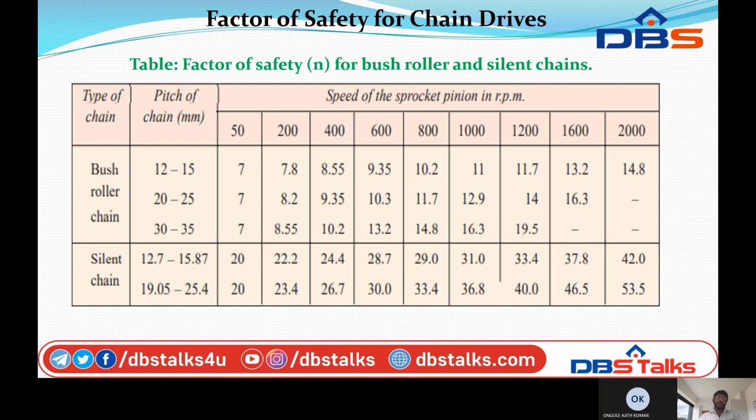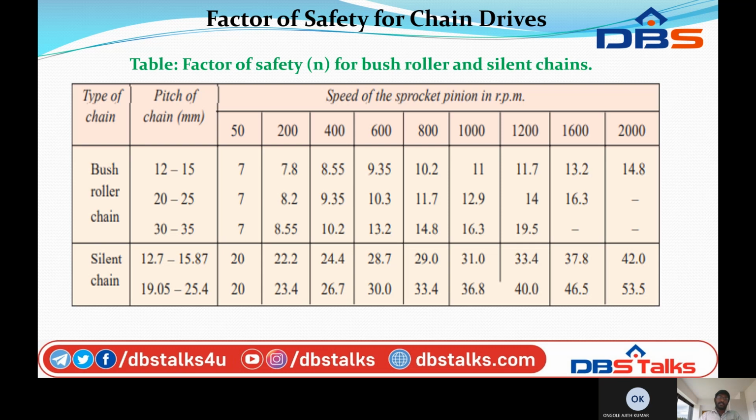Coming to the roller, pitch of the chain is 20 to 25. The speed of the sprocket pinion is 7, 8.2, 9.35, 10.3, 11.7, 12.9, 14, 16.3. So last in chains, the pitch of the chain is 30 to 35: 7, 8.55, 10.2, 13.2, 14.8, 16.3, 19.5.